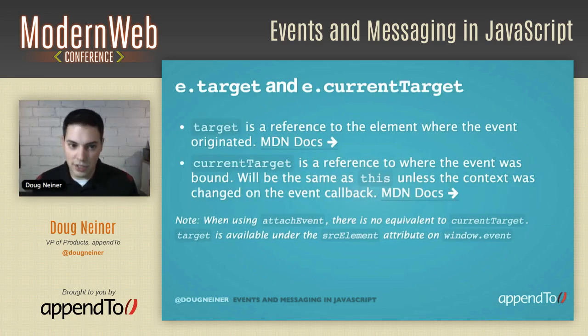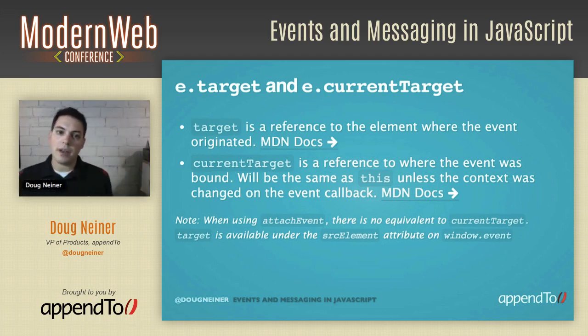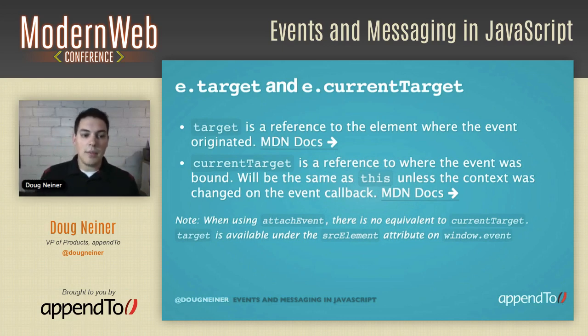Target is a reference to the element where the event originated. So if you clicked on a link, it would be the anchor tag. If you clicked on a button, it'd be the button. Current target is a reference to the element that holds the event listener. So in that case, it's document if we bound to that, or one of the parent elements. It will be the same as this unless you've actively changed the context of your callback, which happens when you're using it with a library or with a component. So e.currentTarget is the parent object that you have the event delegated to, and then target's different. There's some notes if you're using attachEvent. There's no equivalent to currentTarget, and there is an equivalent to srcElement, which is available on window.event.